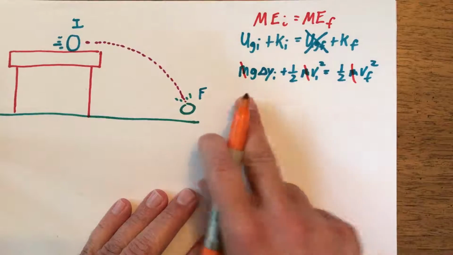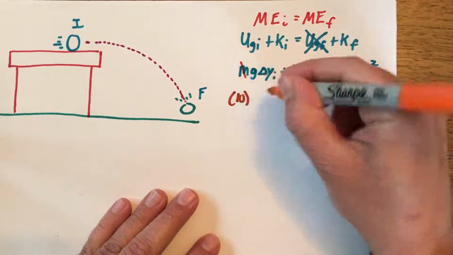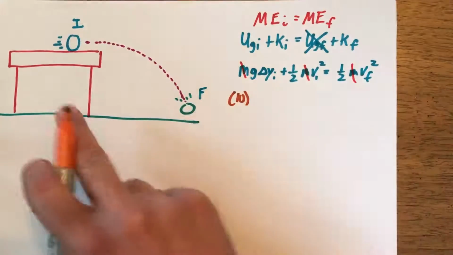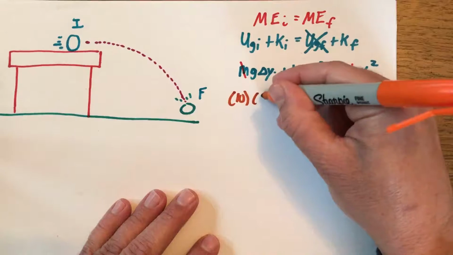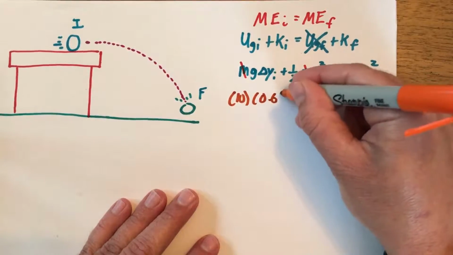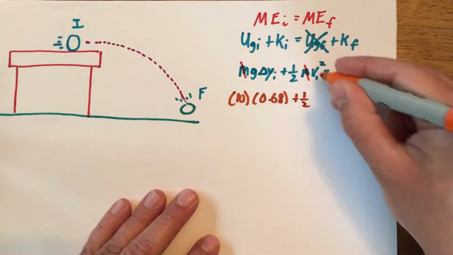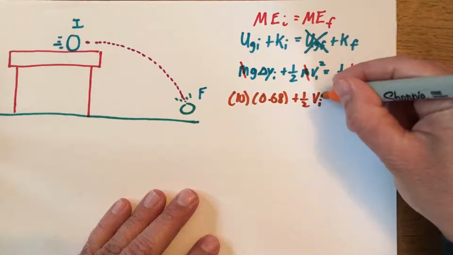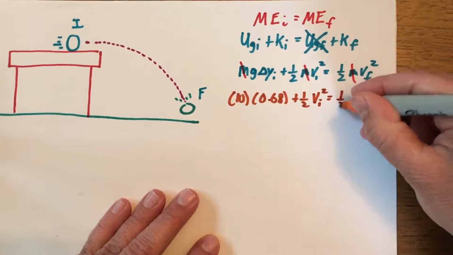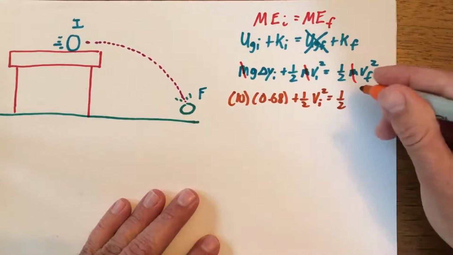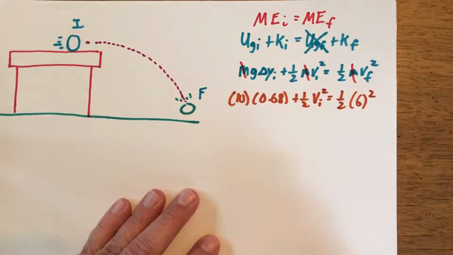So now that we have all of this, we can start to plug in our numbers. So gravity, acceleration due to gravity is 10. Our initial height in the problem, what did they say it was? It was 0.68 meters. So our initial height there is 0.68 plus 1/2. Our initial velocity is what we're looking for. And then our final velocity, they told us that it hits the ground going 6 meters per second. And so now it's just algebra.